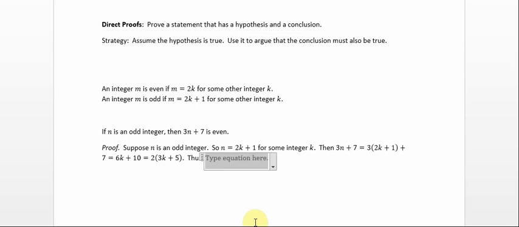Thus, 3n plus 7 is even. And so we got to the conclusion. We started with the hypothesis. We used definitions, both of odd and then of even, to show that 3n plus 7 is even, which is the conclusion. So we're done.